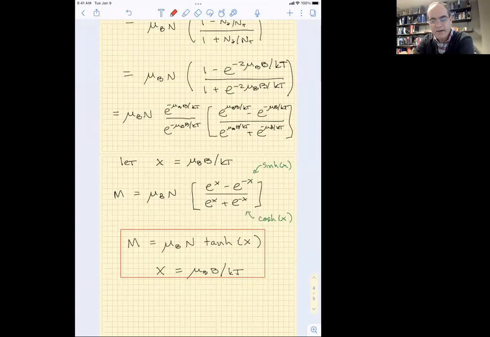So, very good. So now we've found how the magnetization depends on magnetic field and also on temperature. And let's spend a few minutes now and explore this result.